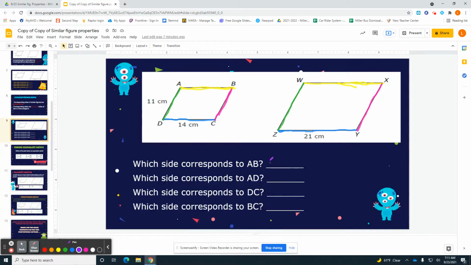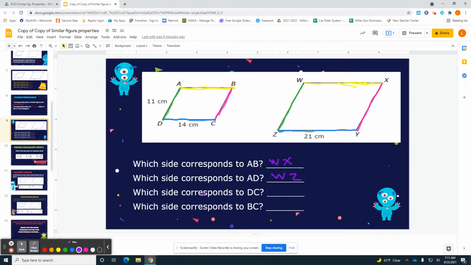Side WX. So that is the side that corresponds with side AB. So which side corresponds with AD? Well, WZ, right? So now you complete these. Pause the video, complete these two, and then come back to see if you got them right. You're going to complete which side corresponds with DC and which side corresponds with BC. So pause it for a little bit and then come back.